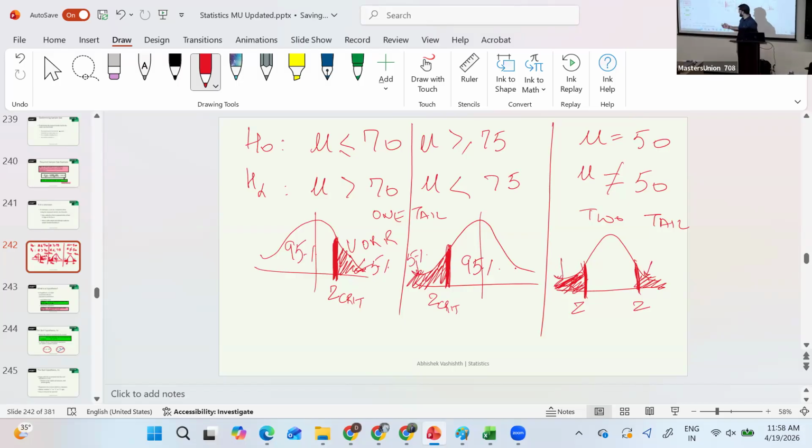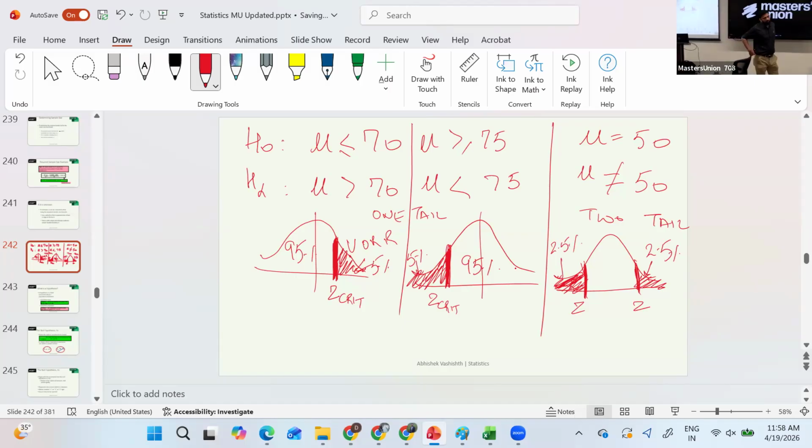Okay. Hypothesis. But then this is logical. If I'm talking about a 95% confidence level, whatever is shaded will be 5%. The rejection region is 5 and the rest is 95. Now if this is 95, how much will this and this be? 2.5% and 2.5%. Wonderful. Now let us start from here.